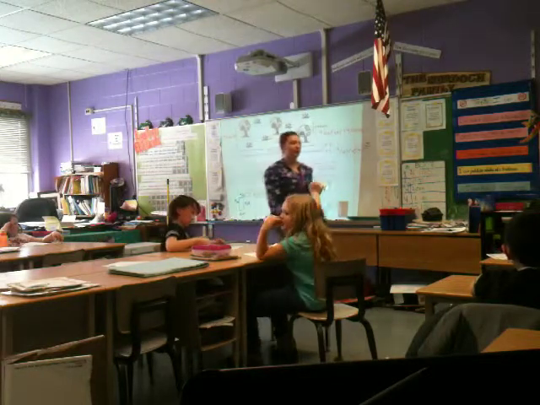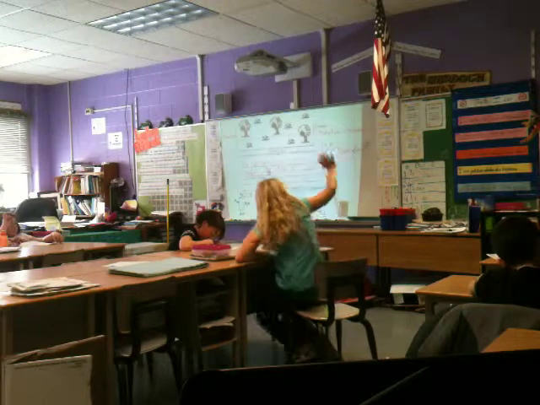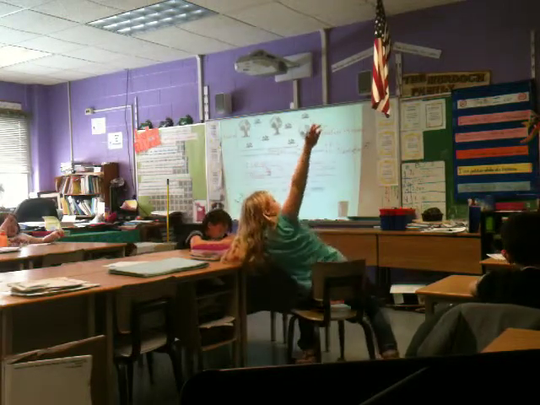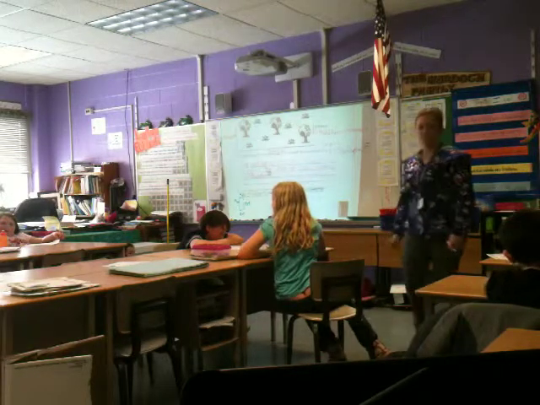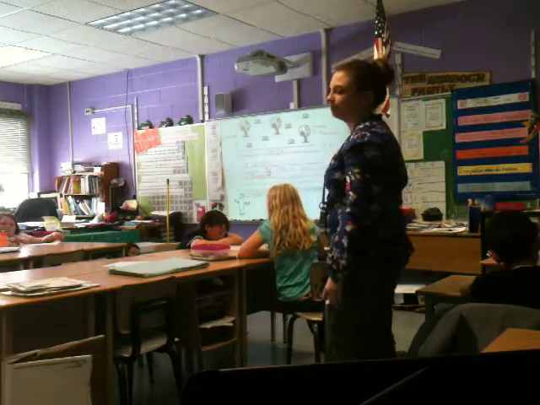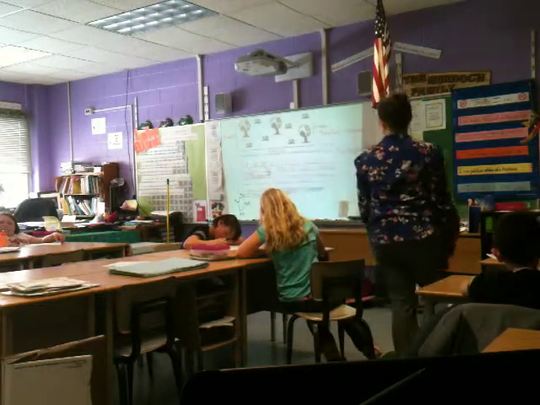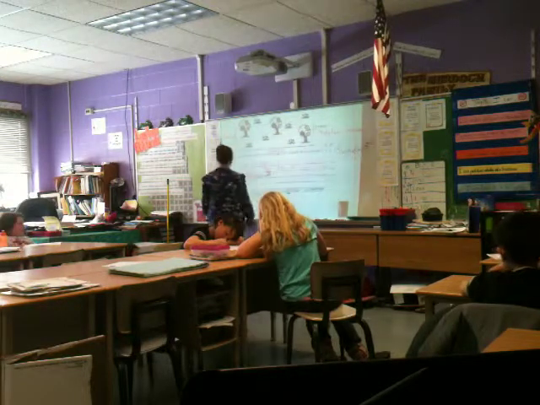What's my perimeter now? You're adding up the sides to find your perimeter. What's my perimeter now, Hannah? It's still 36. No. It's still, what was it? The perimeter was 26. The perimeter is 26.